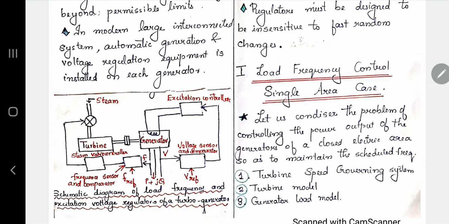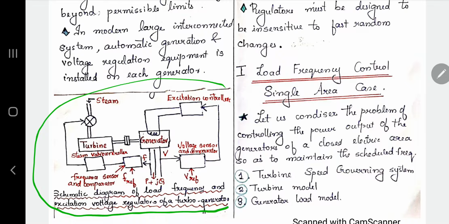So, this is the complete schematic diagram of the load frequency and the excitation voltage regulator. I will just describe this schematic diagram. So, what all things are there?